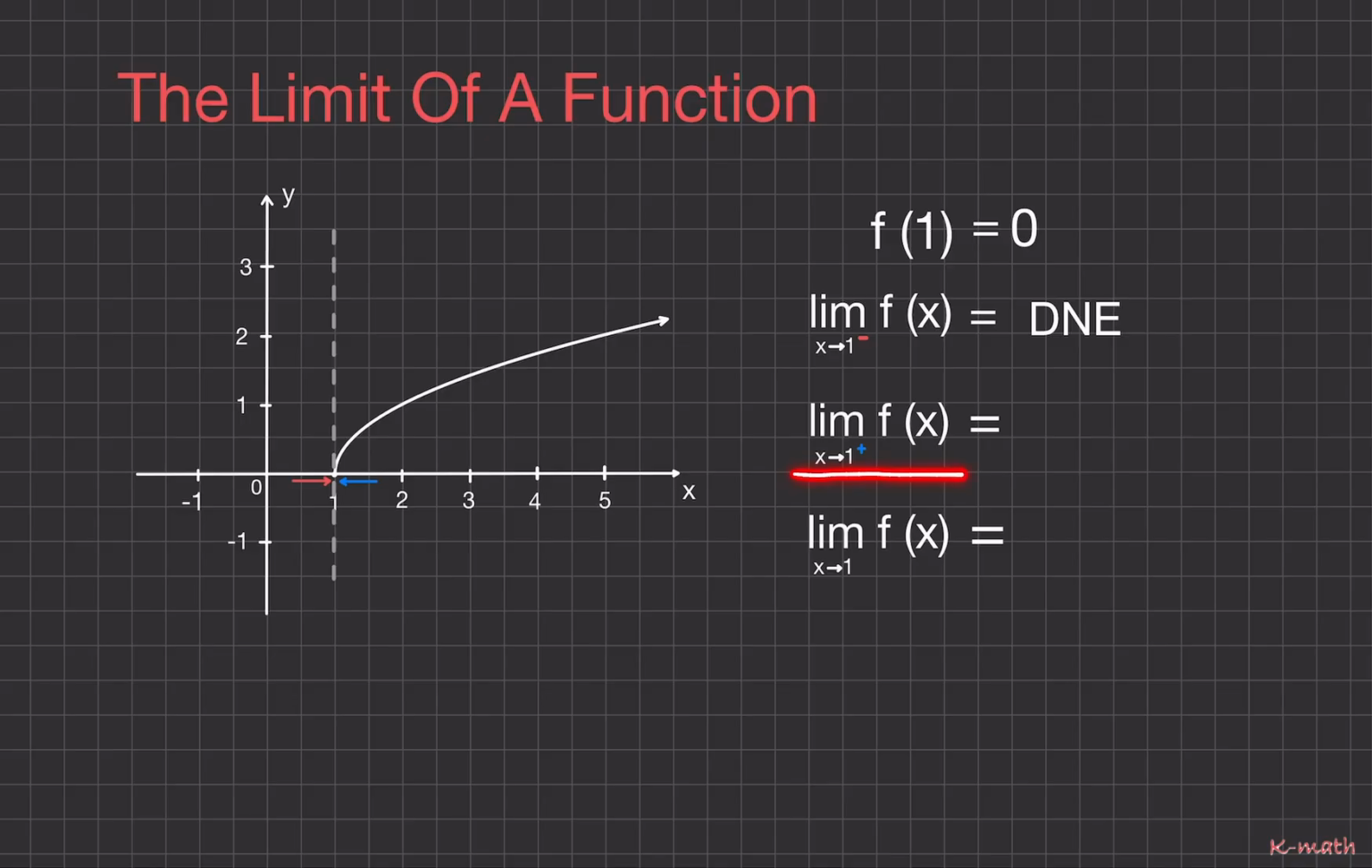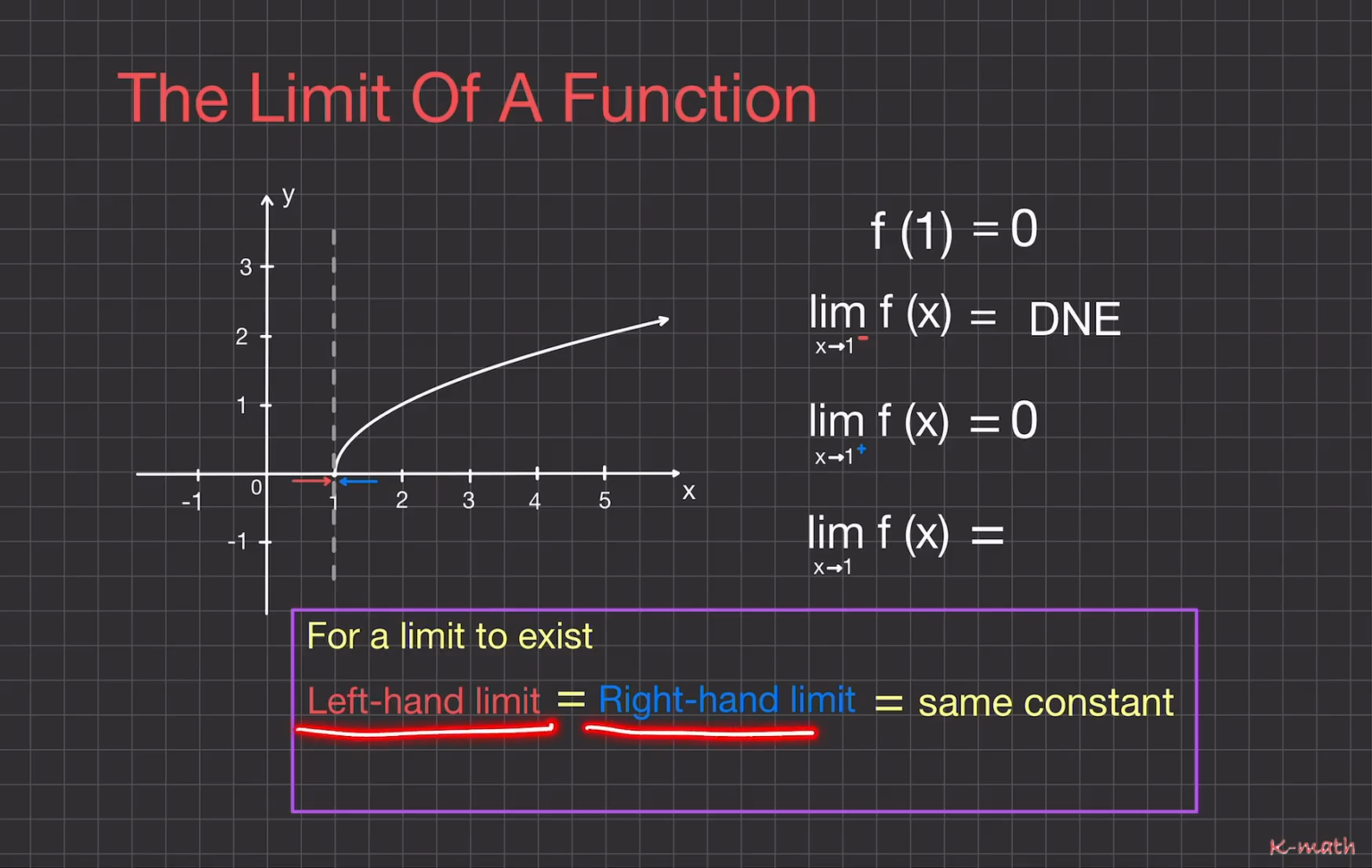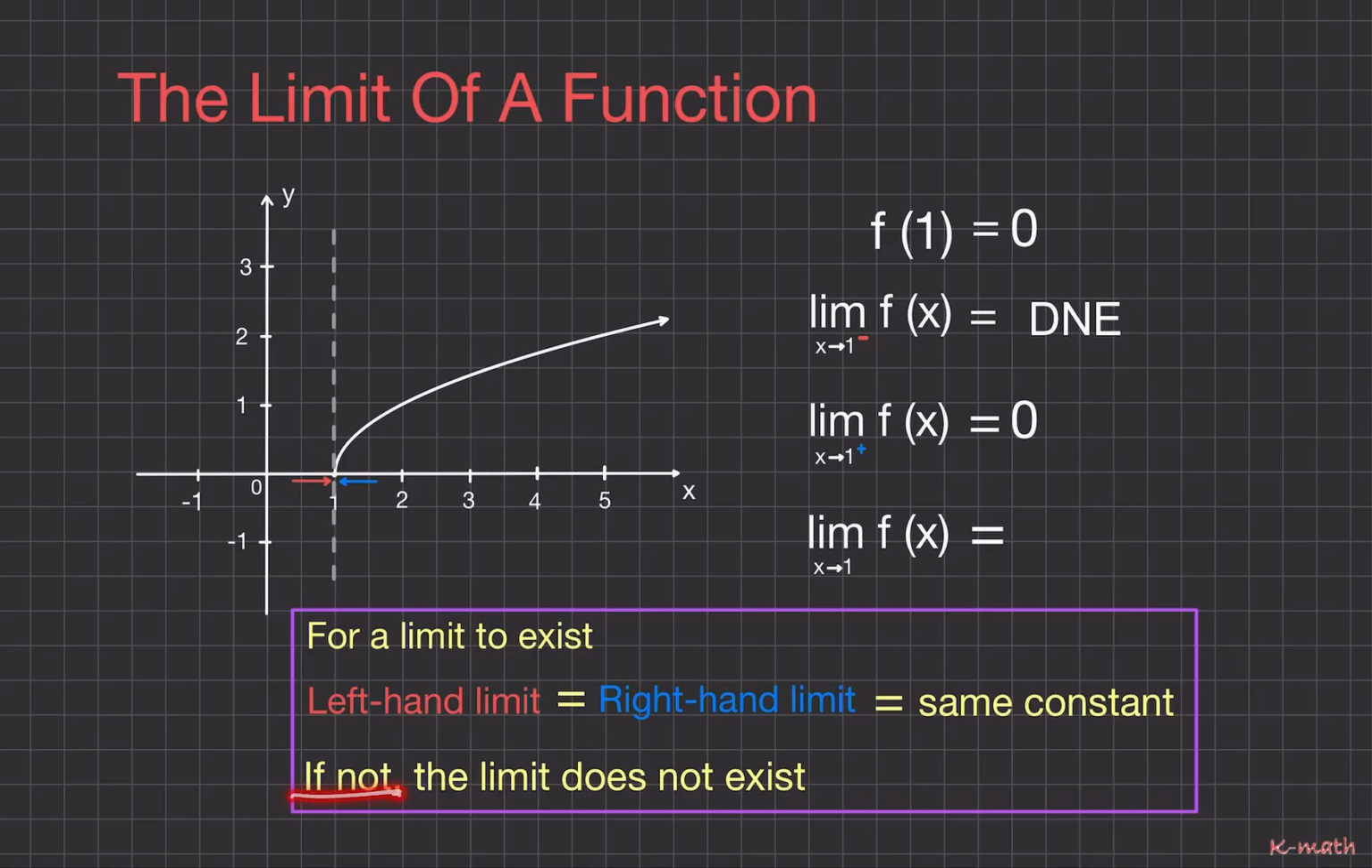Look at the right side. As x approaches 1 from the right, the y values get closer to 0. So the right-hand limit equals 0. For a limit to exist, the left-hand limit and the right-hand limit have to be the same constant. If not, the limit does not exist. In this case, the left-hand limit does not exist. That means the limit as x approaches 1 of f of x also does not exist.